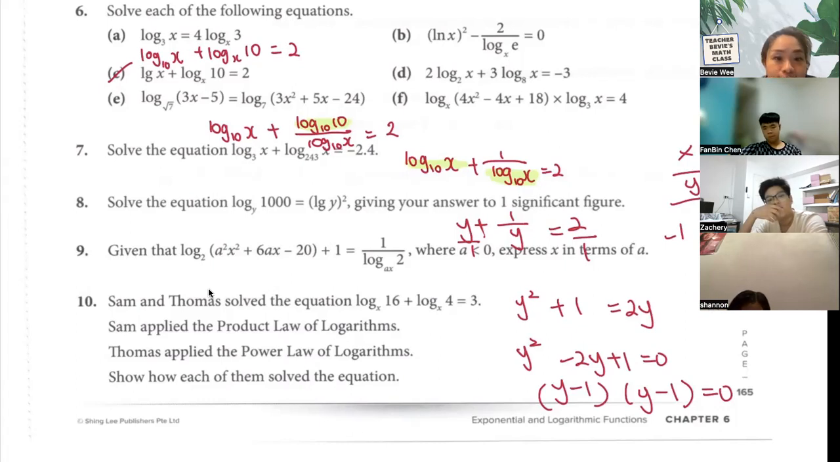All right. 3 minutes. Try. Change of base. Power law. You need these few. You must know.